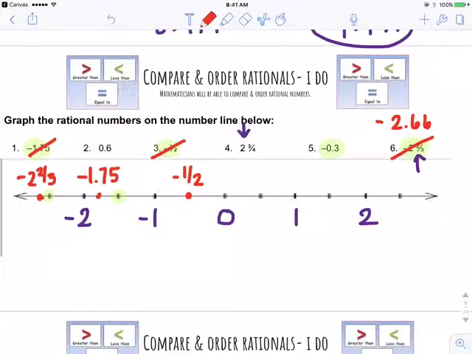And then negative 0.30, because I can add a 0 here, is going to be a little closer to 0 than that half, so negative 0.3. And all my negative numbers are taken care of. For my positives, these become a little easier. I have 0.6, so I know that halfway is about right here, so that's 0.5. So 0.6 is on the other side.